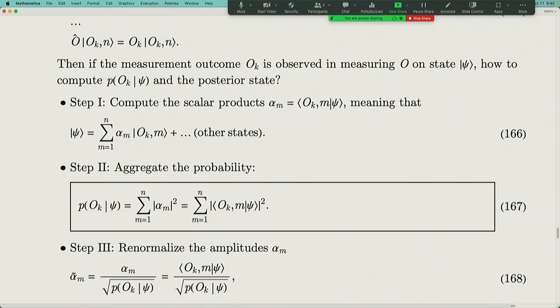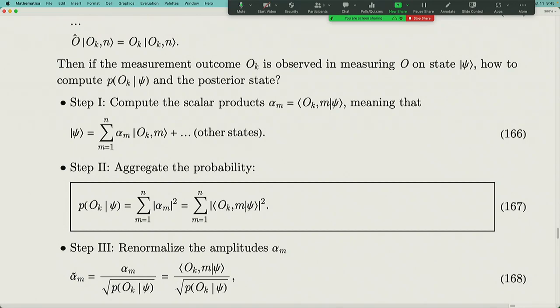For the other eigen subspaces, it's not so important, because eventually the probability will just be given by the norm square of this projection of the original vector in this eigen subspace. So which goes like this.